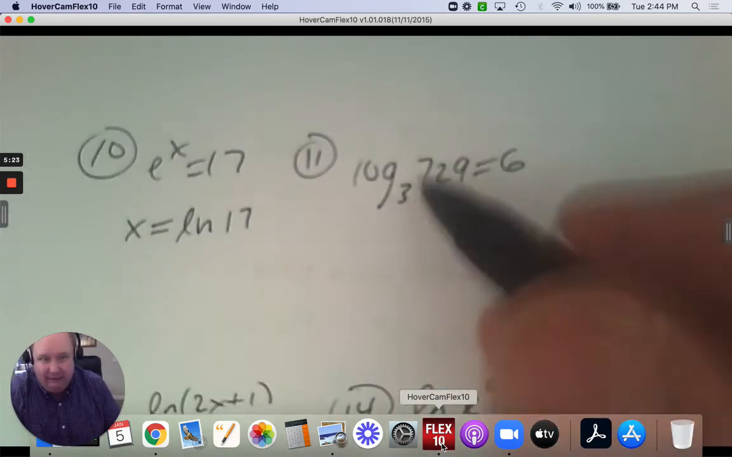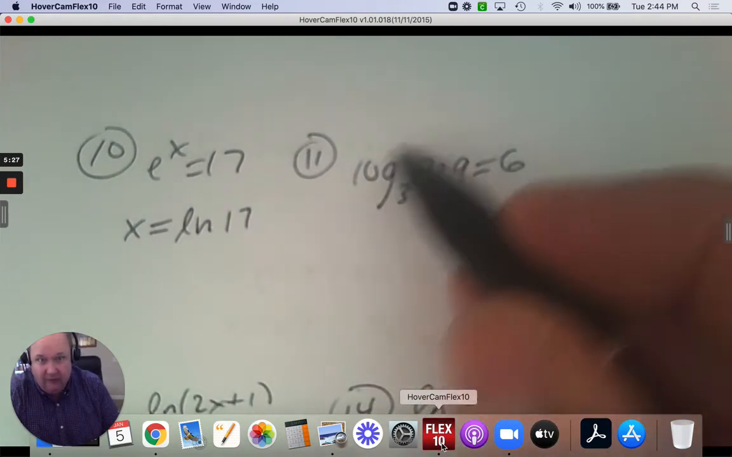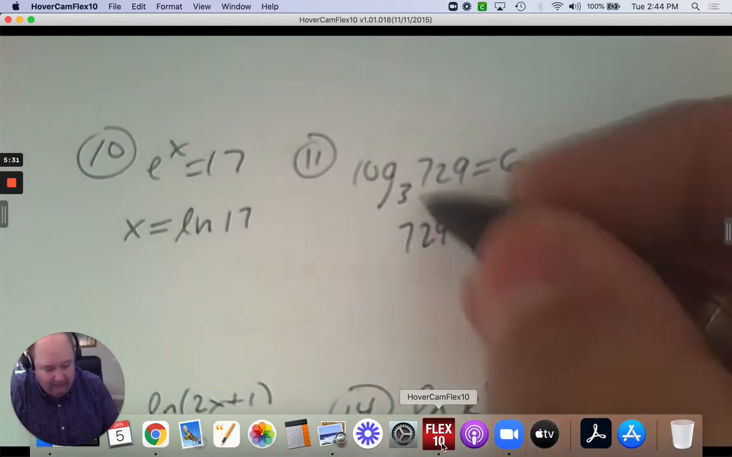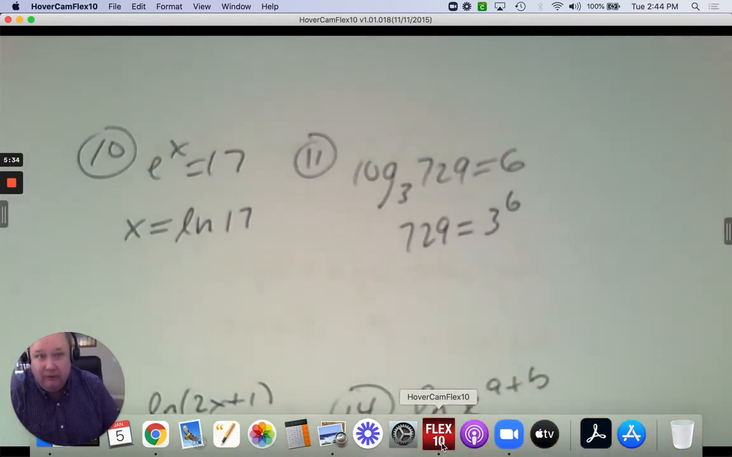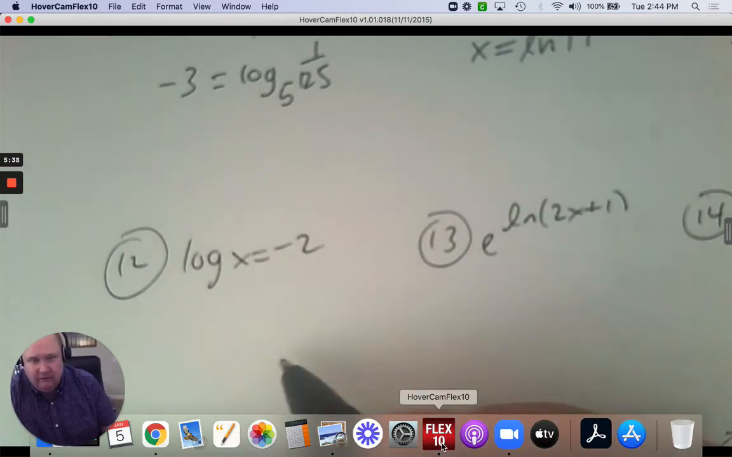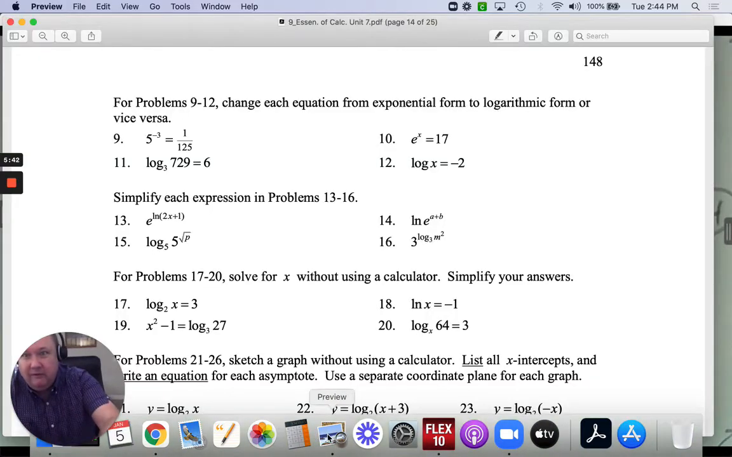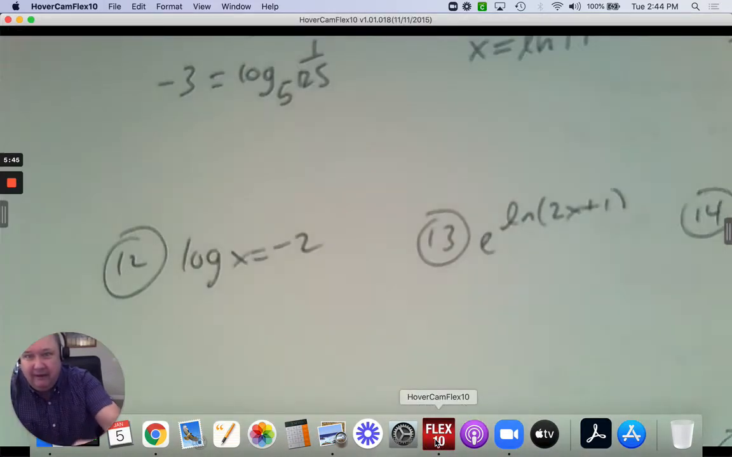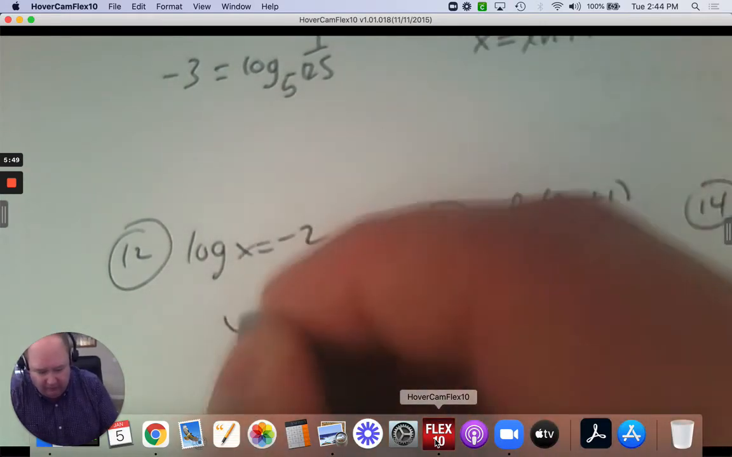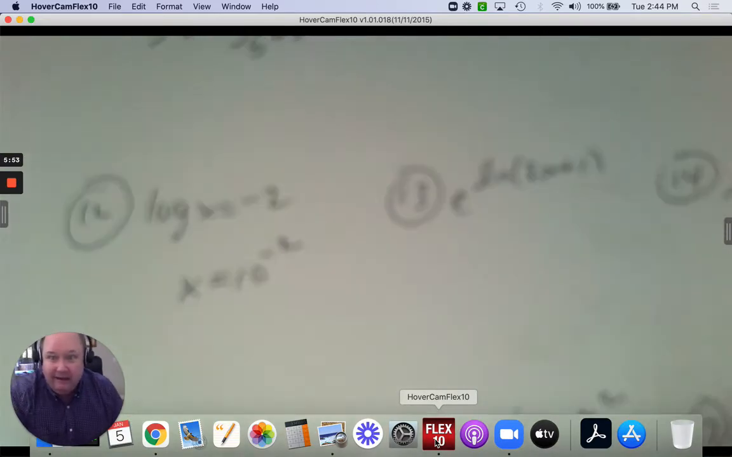Number 11, can you write this exponentially? So that's an exponent right there. So it's inside the logarithm, 729. The base is 3, and the exponent is 6. Just practicing. Number 12, oh, can you simplify this? See, I just wasted time there. 12, just write it as an exponential. So this is a common logarithm. The base you don't see is 10. So x is equal to 10 to the exponent -2.